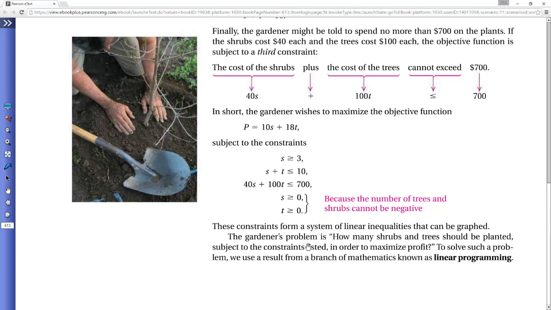These constraints form a system of linear inequalities that can be graphed. The gardener's problem is how many shrubs and trees should be planted, subject to the constraints listed, in order to maximize profit. To solve such a problem, we use a result from the branch of mathematics known as linear programming.